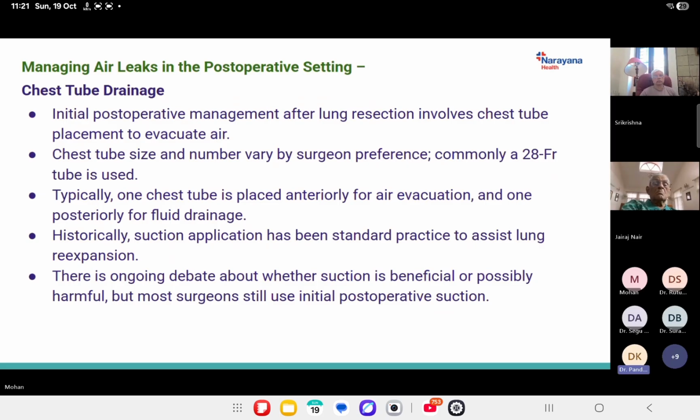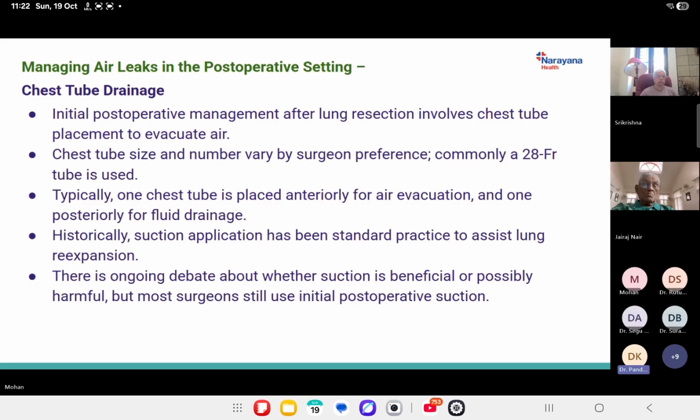Coming to the post-operative settings, so it's like intra plus post chest tube drainage. First, placing your chest tubes. Initial post-operative management after lung resection involves chest tube placement to evacuate air. Chest tube size and number vary by surgeon preference. Commonly a 28 to 32 tube is used. Typically one chest tube is placed anteriorly for air evacuation and one posteriorly for fluid drainage.